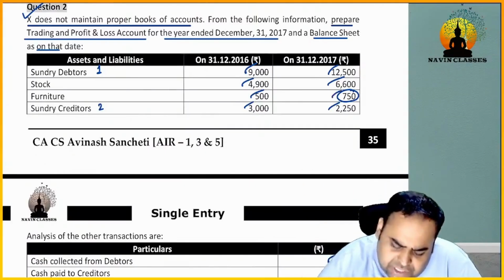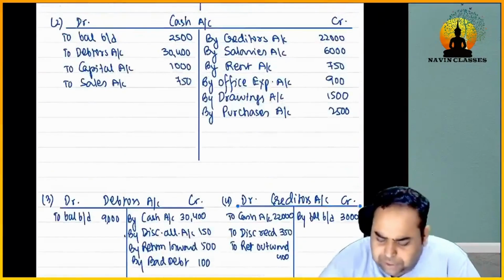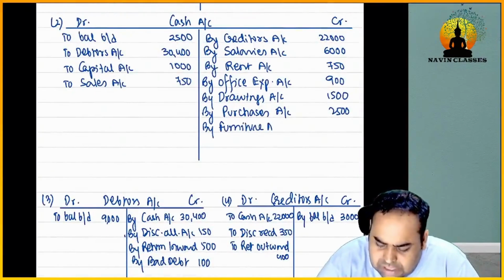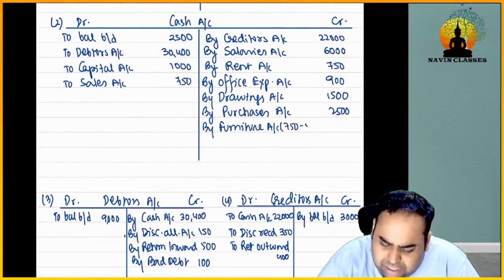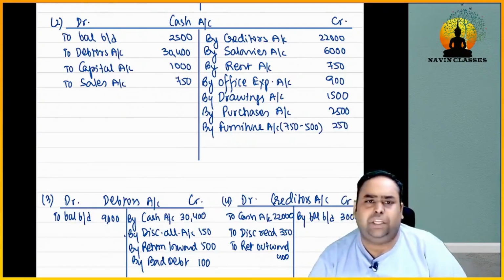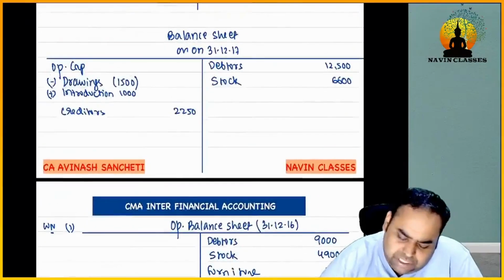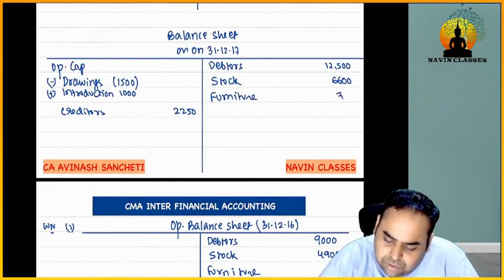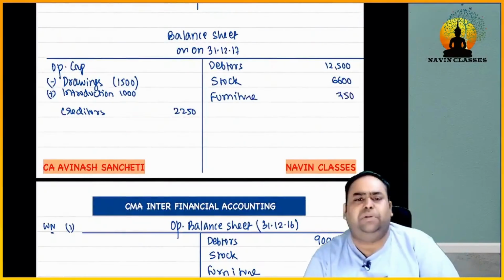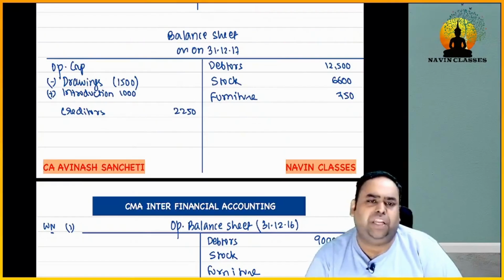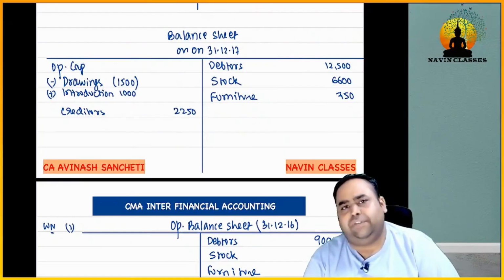So I will show the furniture purchased first in the cash account. Buy furniture. 750 minus 500, this is only for your understanding, 250. It is 250 now. I can easily show the furniture in the balance sheet at 750. Opening 500, current year purchase 250, total is 750.